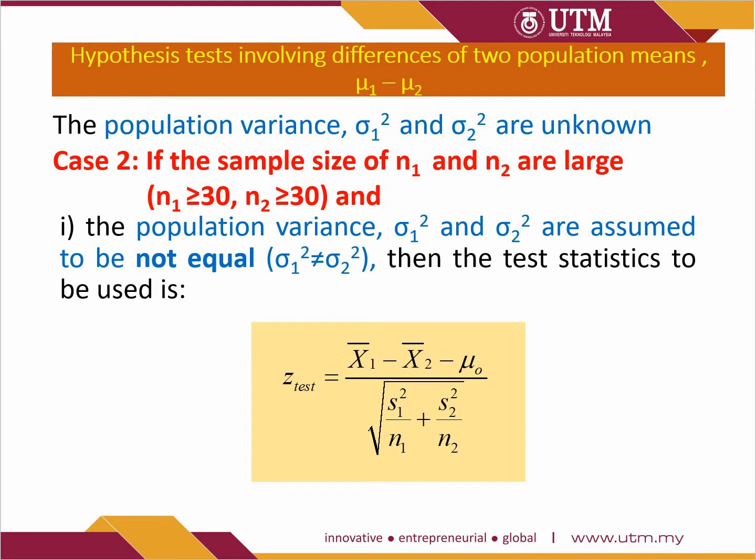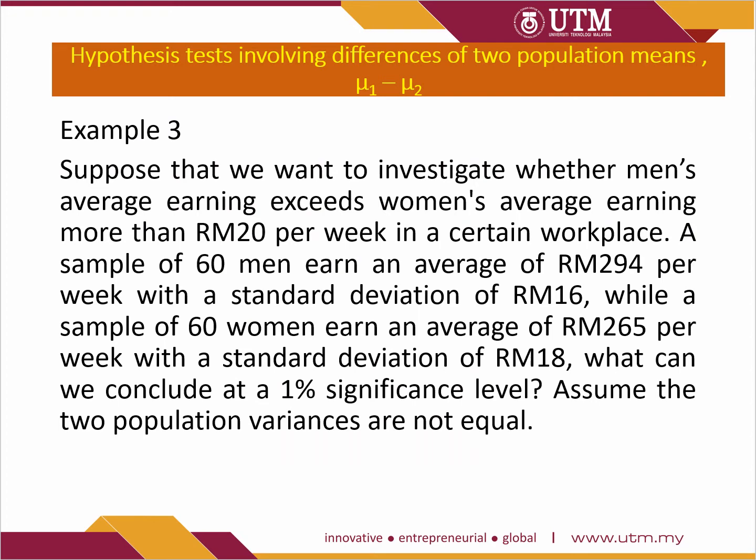Now is the next case where the population variances are unknown and the sample sizes N1 and N2 are large. However, the population variances from the first population and the second population are assumed to be not equal. The previous case assumed the population variances are equal, but for this case they are not equal. So the test statistic to be used is the z-test equal to the sample mean from the first population minus the sample mean from the second population minus mu naught, over the square root of the variance from sample 1 over N1 plus the variance from sample 2 over N2. Now pause the video and identify all the information inside this situation.